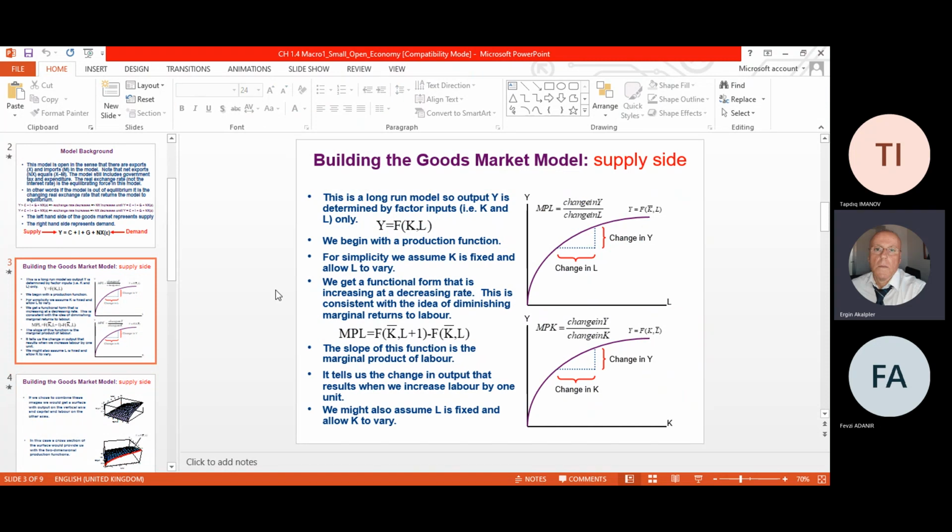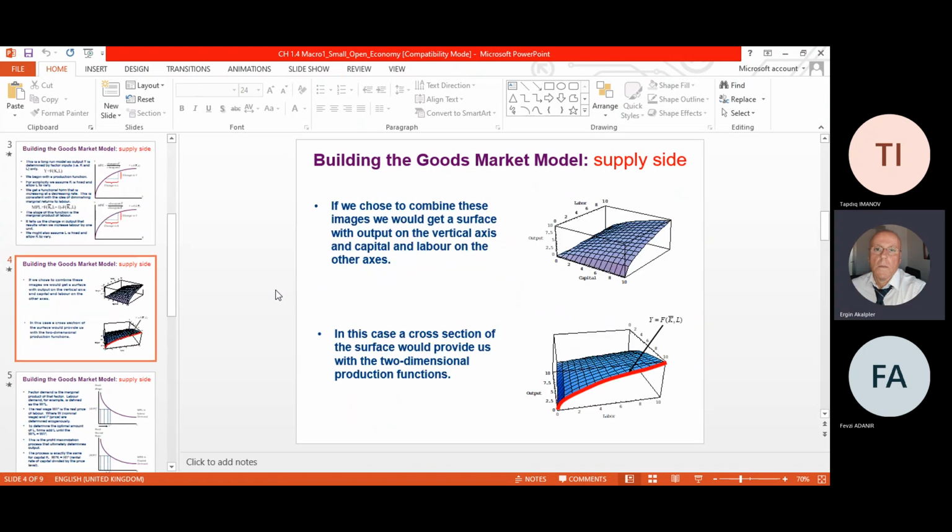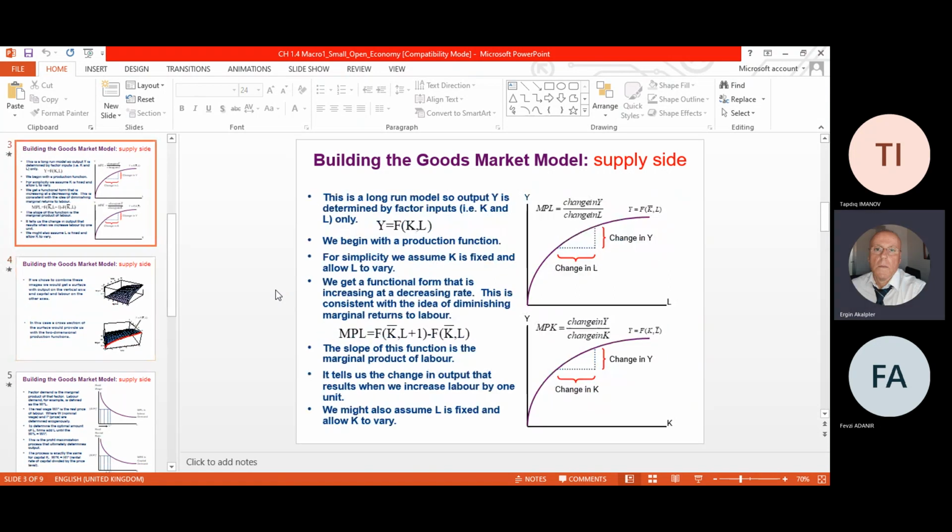We move to the supply side now, as you are observing here. The supply side is also very important, because only the demand side is not considered. We have to look to the supply side, the so-called production function. As you see, we have the production function here.